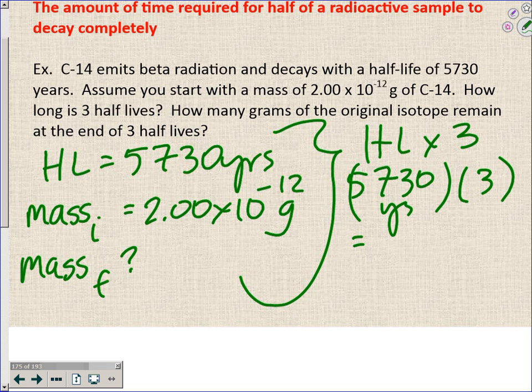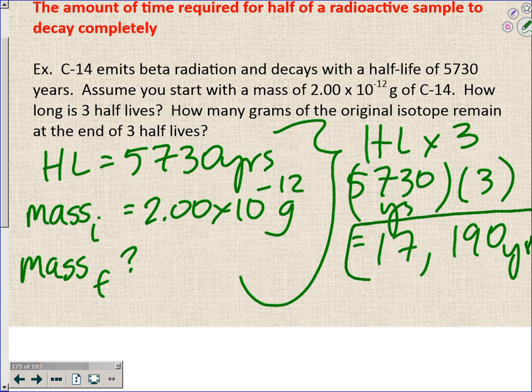Calculators, pull out your phone calculator, get on the computer just so we can knock this out. Corbin? 17,190 years. Okay. So that is answer 1. That one's pretty easy to achieve. Okay, so 3 half-lives passed.